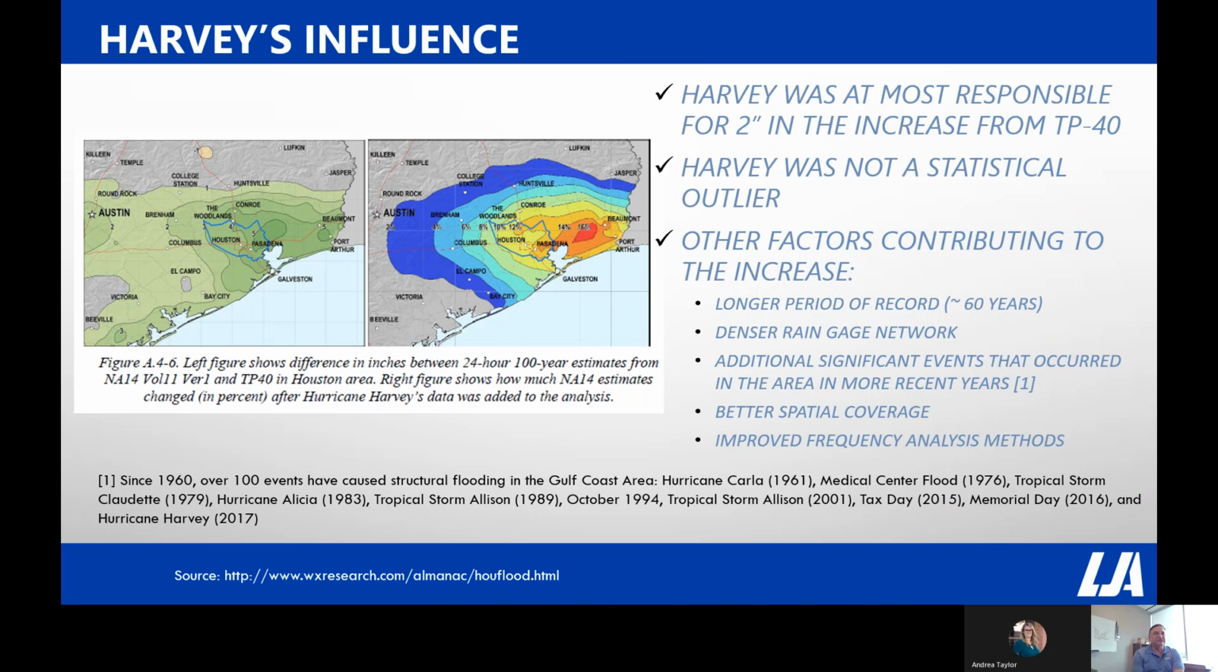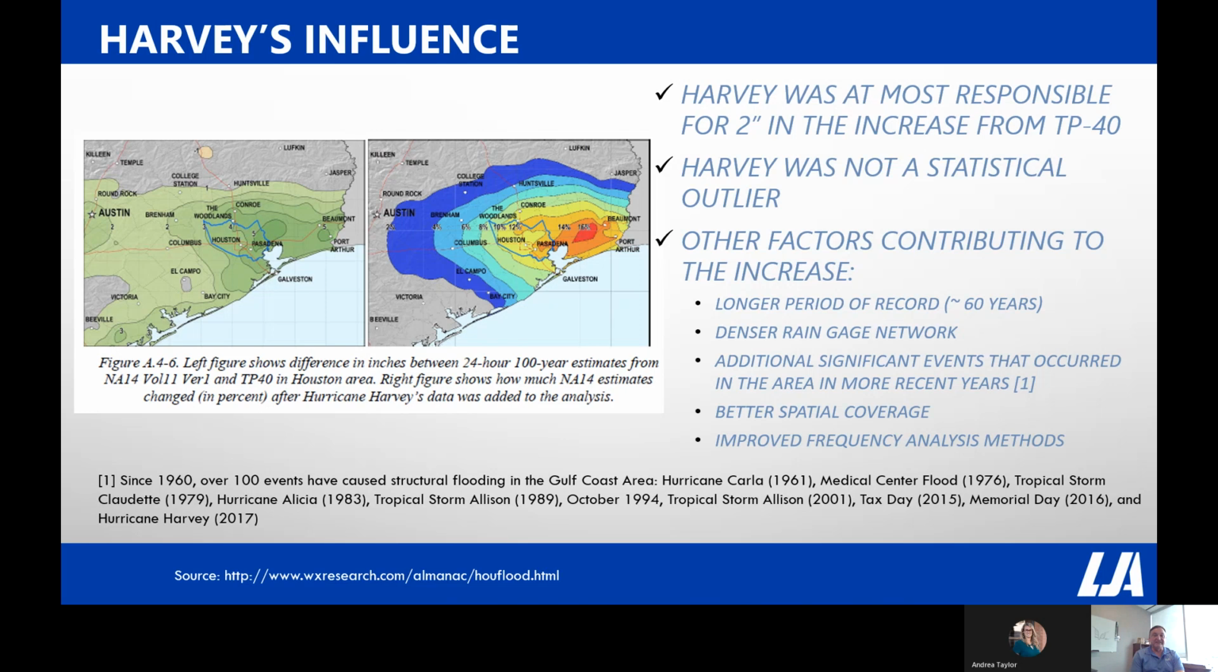Well, how much of this had to do with Harvey? So Atlas 14 was published in draft that was quickly removed from the world, and they continued to do the analysis because they want to incorporate the extreme rainfall event that occurred during Hurricane Harvey. Well, after the review and some statistical analysis, Harvey was found to provide an additional 2 inches of rainfall when you compare it to the original version or from TP40.